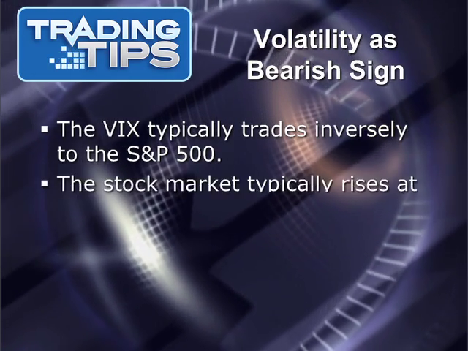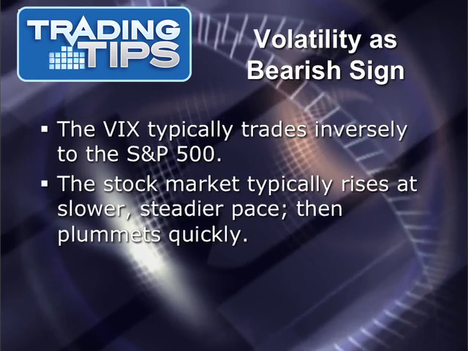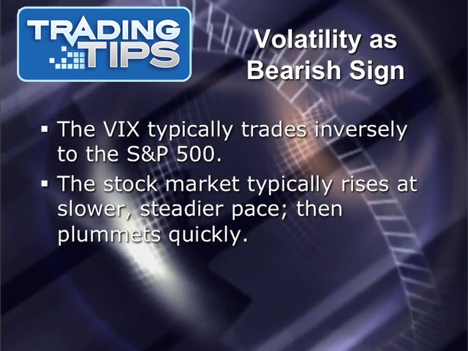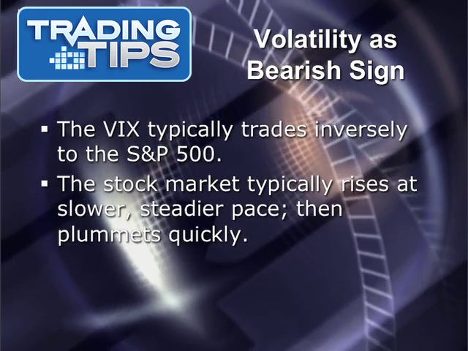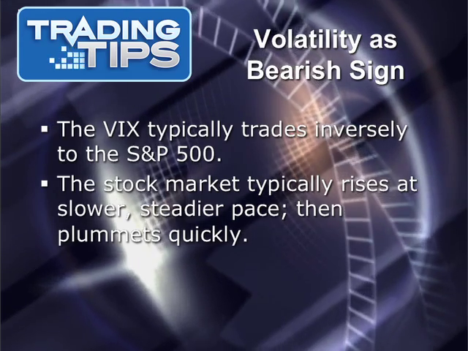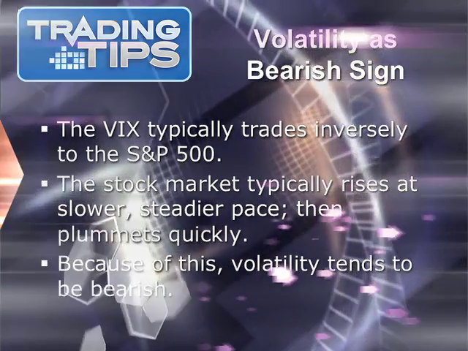And here's why. It's because the stock market typically rises at a slow and steady pace and then plummets with speed. It's like a roller coaster going up slowly and then dropping fast. Bull markets last longer than bear markets. Corrections tend to be brief and pronounced compared to uptrends, so volatility tends to be negative more often than positive.